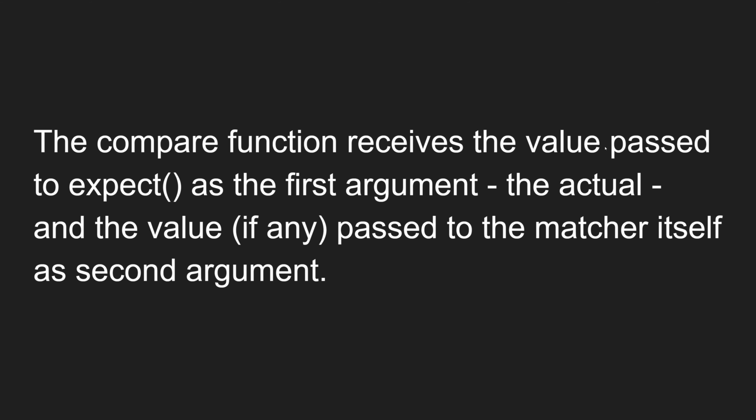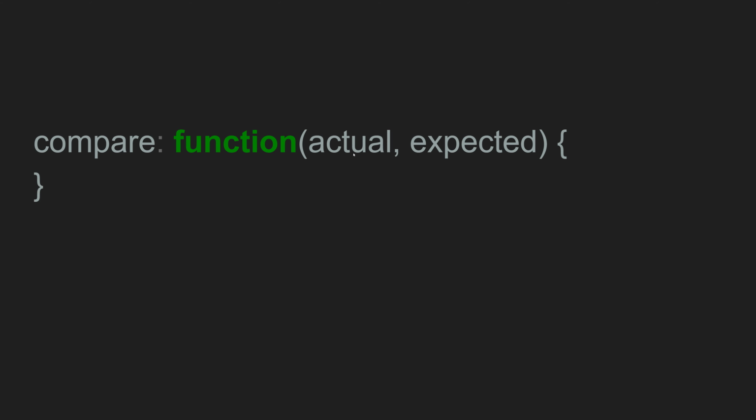The compare function receives the value passed to expect as the first argument. Whatever value you pass to expect will be passed as the first argument to the compare function, which is the actual value, and the second argument is whatever data you pass to the matcher itself. So here you can see the compare function: the first one is the actual value, the data you pass in the expect method, and the expected is whatever data you pass in the matcher method. This is the compare property, and this function will have two parameters, actual and expected.